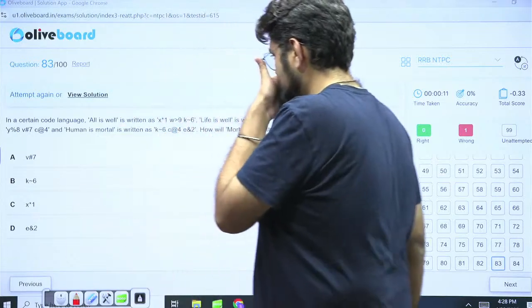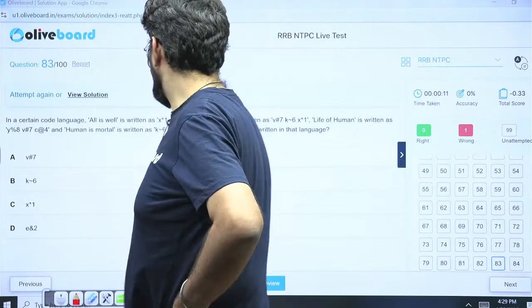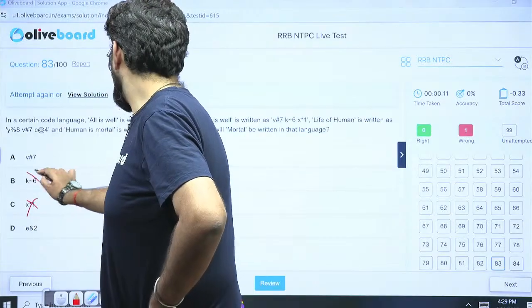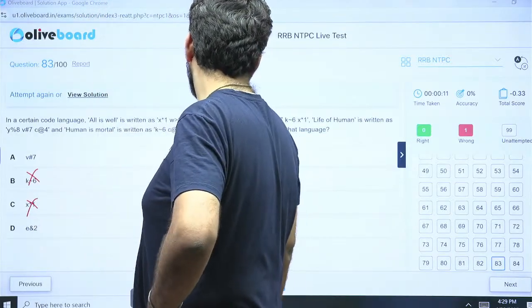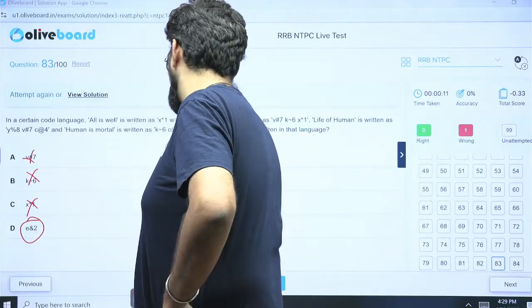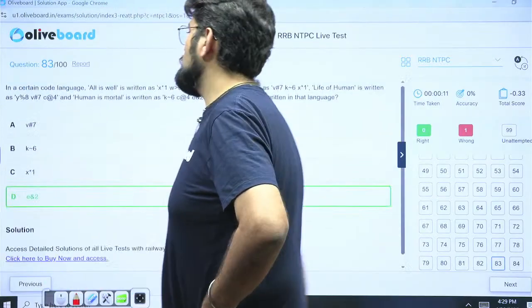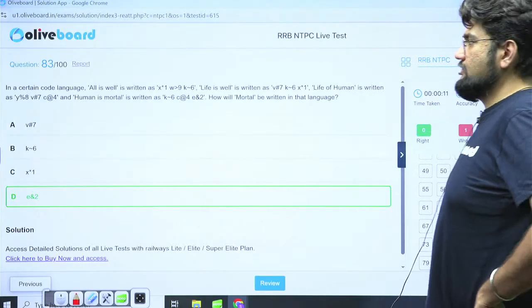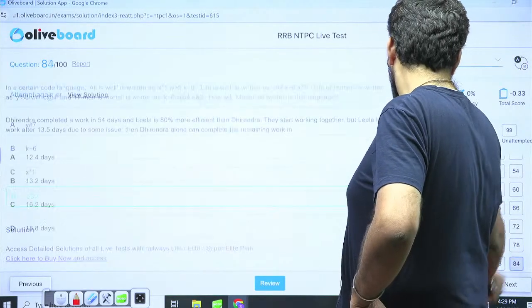Okay. So XWK. XWK. Gone. Next is VKX. V gone. This is the answer. E and 2. Option D is the correct answer. Wherever mortal is not there, just delete those from the options. It's as simple as that. 54.